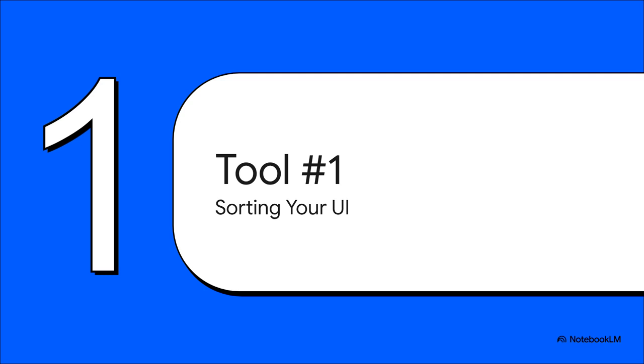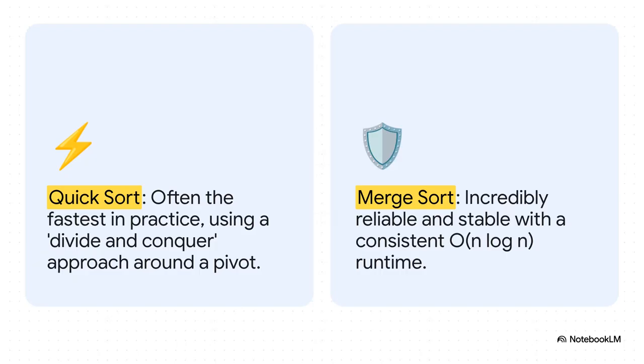Our very first tool is one of the most common you'll ever need, sorting. Think about it. From e-commerce sites to social media feeds, putting data in order is absolutely fundamental to a good user experience. So let's look at our options. You've got three main players here. Quicksort is often the speed demon in the real world. It just divides and conquers the problem. Merge sort is your super reliable, super stable choice. It has a really consistent runtime. And then there's insertion sort. Now, it can be slower with big data sets, but for small lists or lists that are almost sorted already, it's surprisingly fast and simple. It's all about picking the right tool for the job.